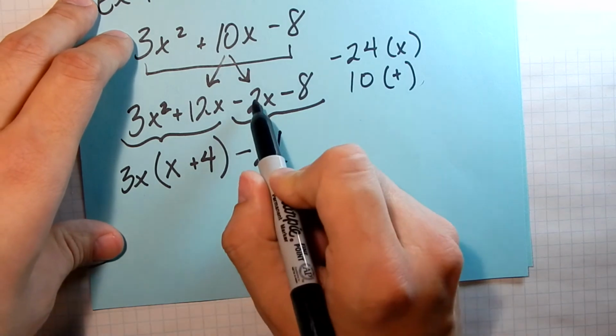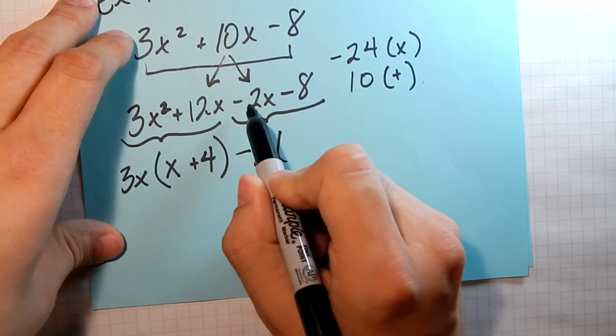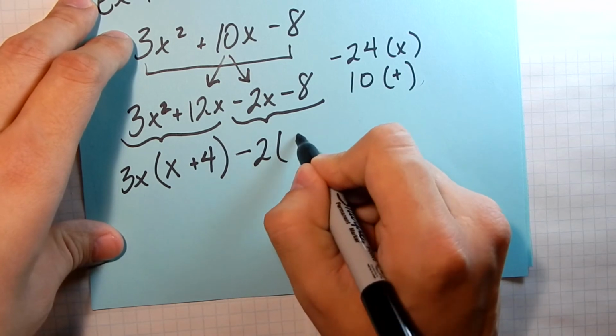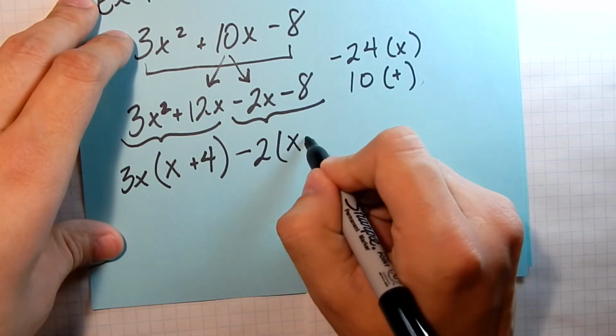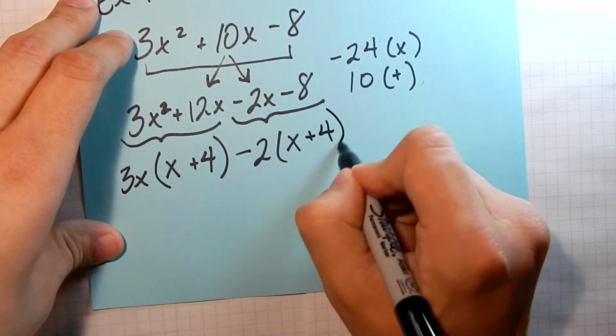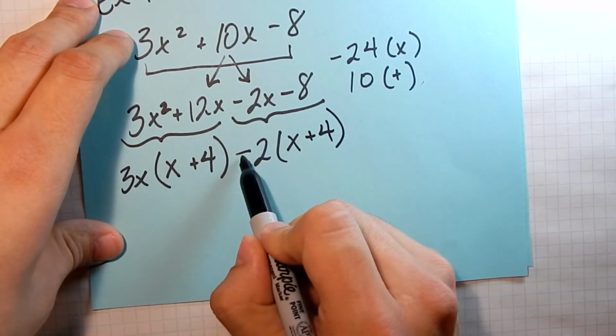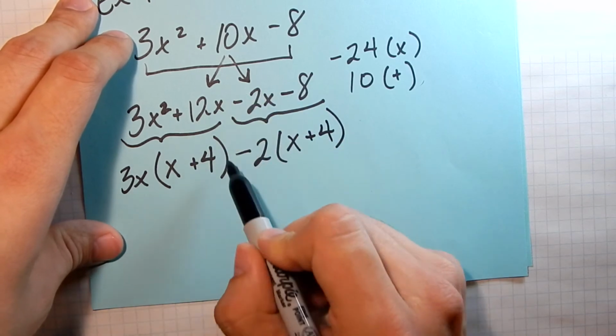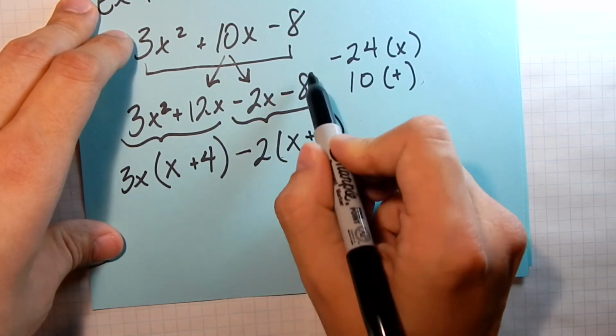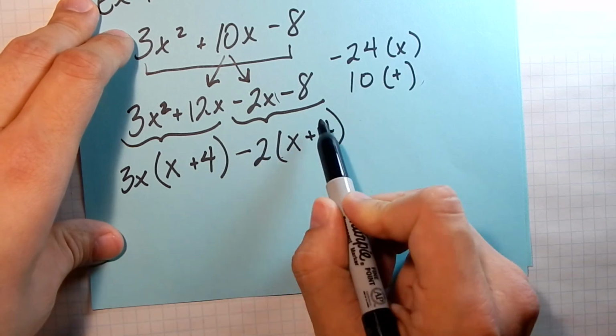Okay, so if we divide these terms by 2, say 2x divided by 2, that's just going to be x. Negative 8 divided by negative 2, that's going to be a positive 4. One thing that pulling the negative out did was it changed these two signs. So negative 2x divided by negative 2 is a positive x. Negative 8 divided by negative 2 is positive 4.